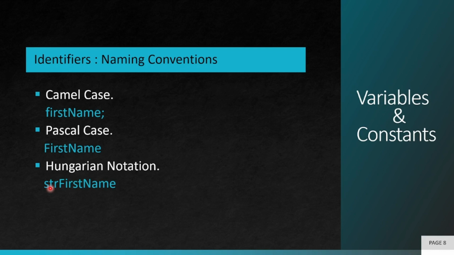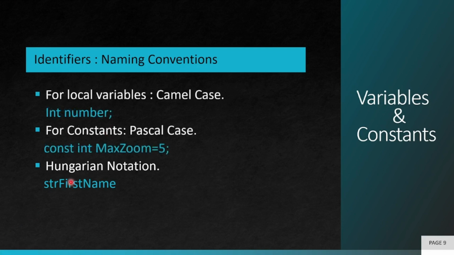So in C Sharp, to name your local variables, use camel case. As you see here, the first letter of the first word is lowercase, and if we had more words in the identifier, the first letter of every other word has to be uppercase. For constants, you can use Pascal case. See here, I have got a constant integer, and the first letter of the word is uppercase.